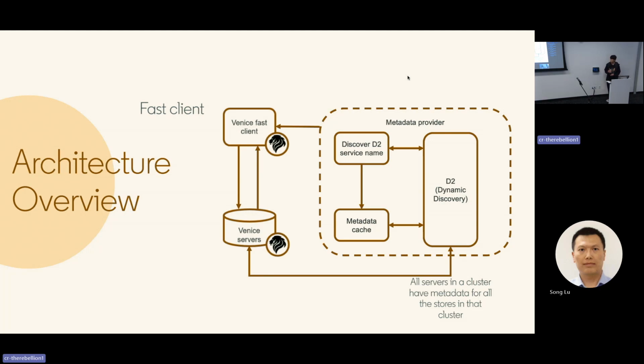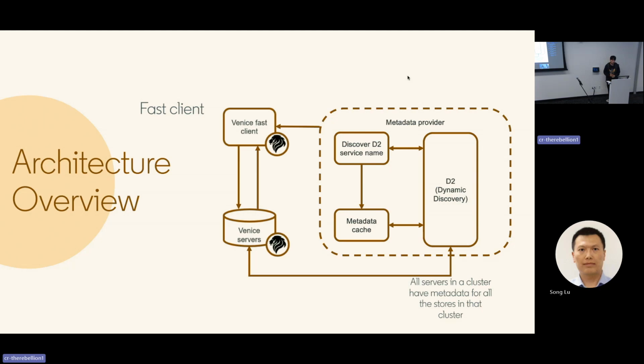And we use D2, which is a dynamic discovery service. Essentially, you can have a service name, for example Venice server, and a bunch of hosts who announce to that service name. When you try to get in touch with a host that belongs to that service name, D2 can resolve that for you. It also does load balancing. So we use D2 to find the right server for a given store to hit its metadata endpoint to fetch the metadata. And that takes care of where we get the metadata from.